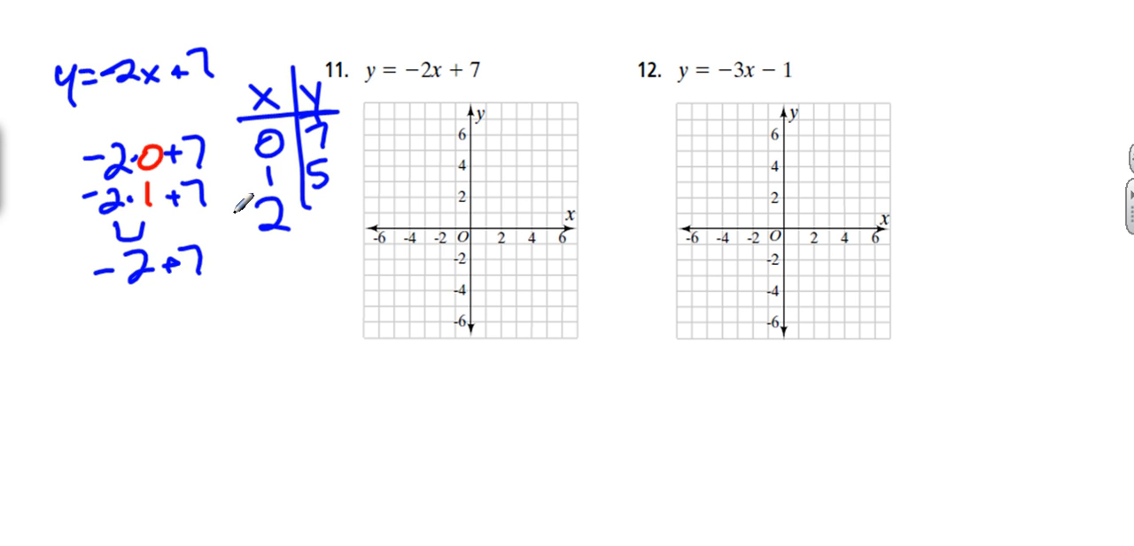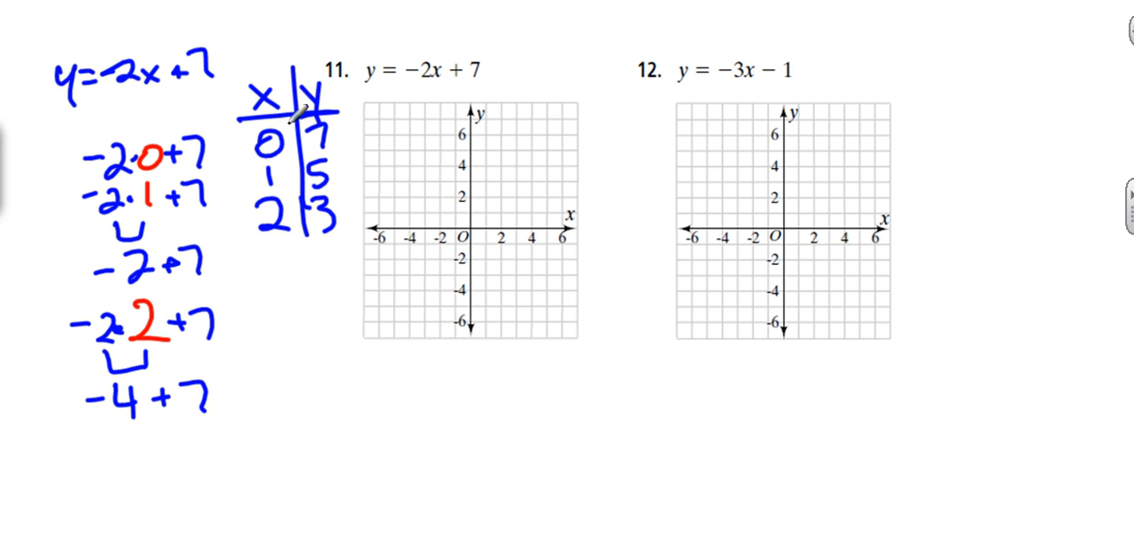Okay. Last one. x is 2. So we have negative 2 times 2 plus 7. Negative 2 times 2 is negative 4. Very good. Negative 4 plus 7 is going to be a positive 3.